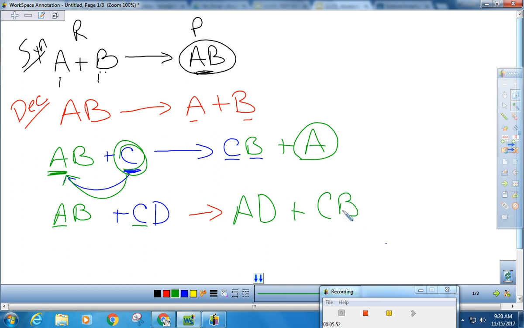Again, we're moving those first elements. Typically, those are our metals in most of our situations. So AB plus CD yields AD plus CB. And if you take a look, we have, again, our first elements just swapping partners. A came into the reaction with B. It leaves the reaction with D. C came into the reaction with D. It leaves the reaction with B. They're just swapping partners. And that's double replacement.